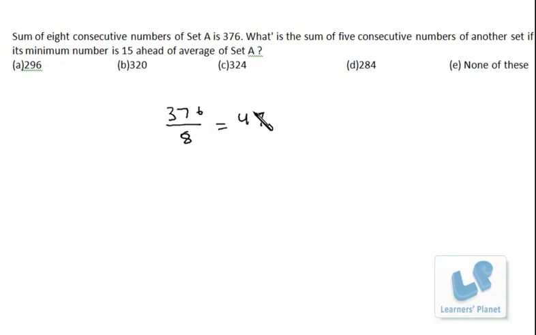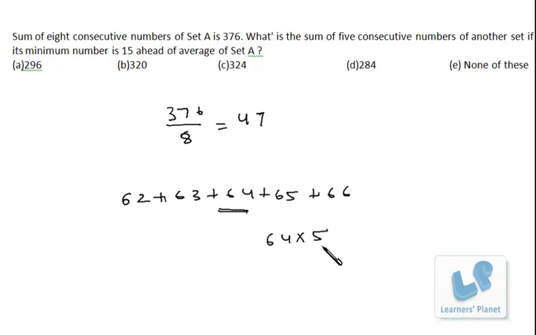Now we have another set, and the minimum number of that set is 15 plus this number. So 47 plus 15, that is 62. So it's 62 plus 63 plus 64 plus 65 plus 66. We have to find this sum, right? Now these are 5 consecutive numbers. So just take the middle number and multiply it by 5 to get the total of these 5 numbers, right? So 5 fours are 20, 5 sixes are 30, plus 2, 320, right?